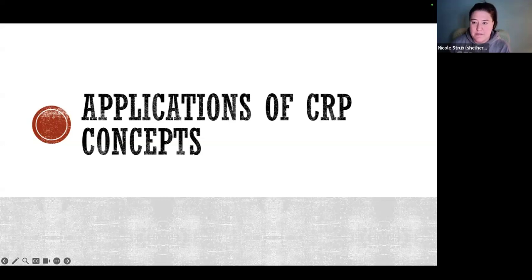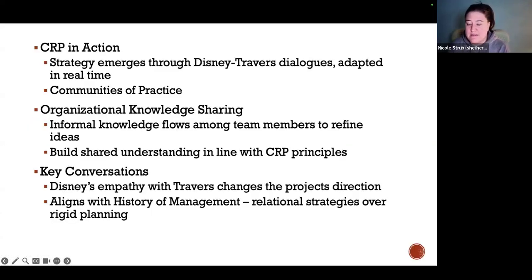Applications of CRP concepts. Complex responsive processes, or CRP, focuses on how strategy and adaptation emerge through real-time interactions and relational dynamics. In Saving Mr. Banks, we see this in the evolving dialogue between Disney and Travers, where every interaction reshapes their working relationships and creative decisions. A pivotal moment of CRP occurs when Disney shares a deeply personal story about his own childhood and his father's harshness. This vulnerable moment reframes their dynamic, helping Travers realize that Disney understands the emotional weight of her story. It builds trust and empathy, enabling her to open up slightly to his vision.